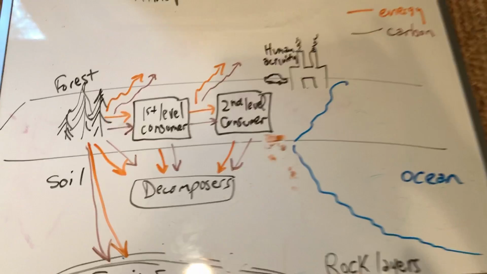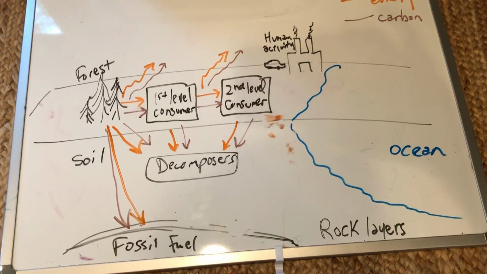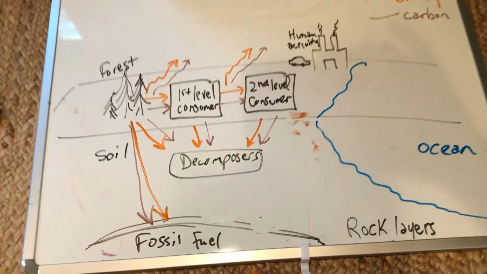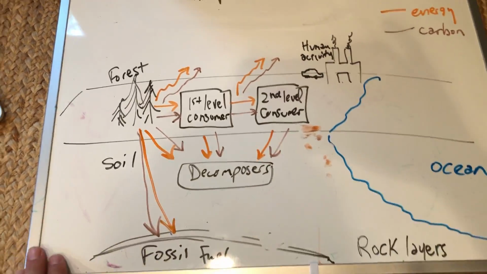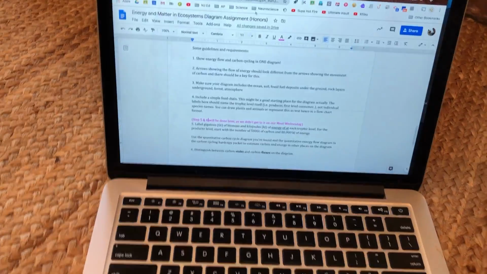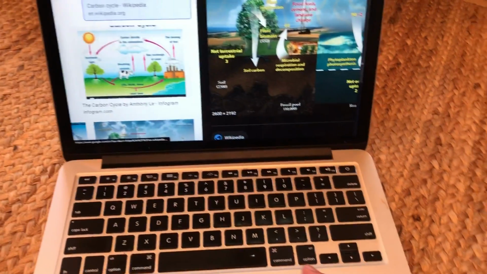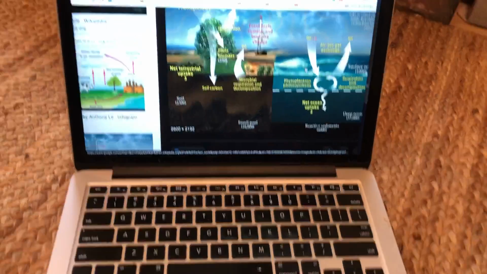A carbon sink is a place where carbon is stored for a long, long time, right? Look at a quantitative carbon cycle diagram, meaning one that has numbers on it, and you should see, like this is a good one, right?